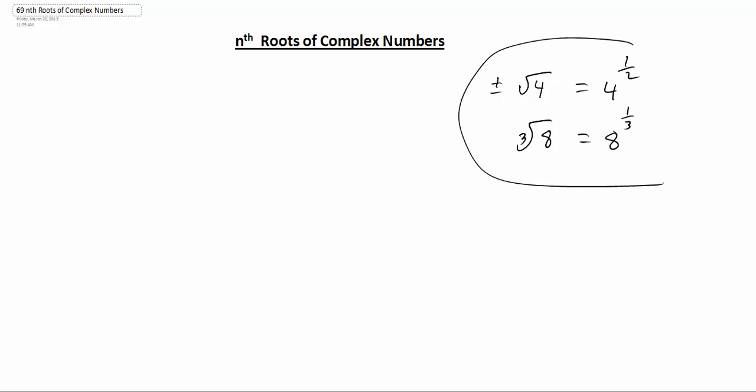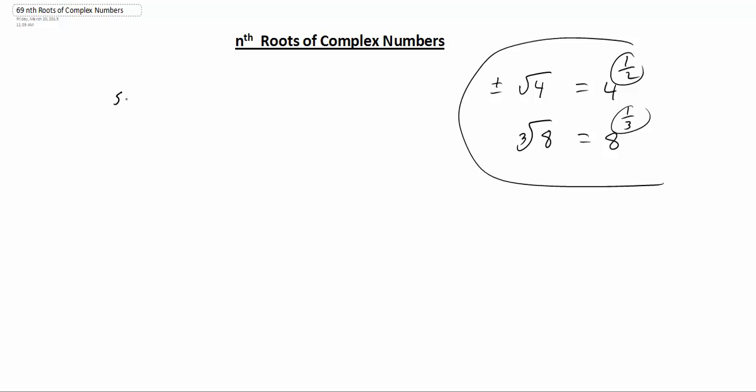And I want you to remember this because we're going to be using the idea of these fractional exponents as a way to look at finding our roots. And if you recall the fundamental theorem of algebra, we said a polynomial equation of degree n will have n solutions in the complex number system. So that's what we're going to be dealing with here as far as our complex numbers.